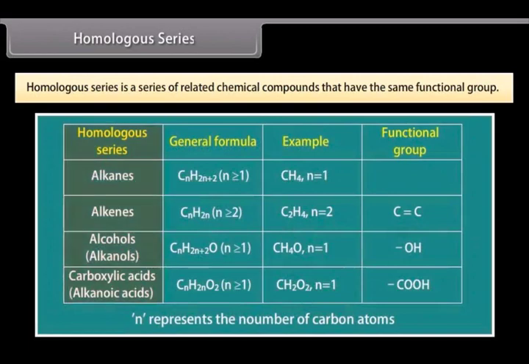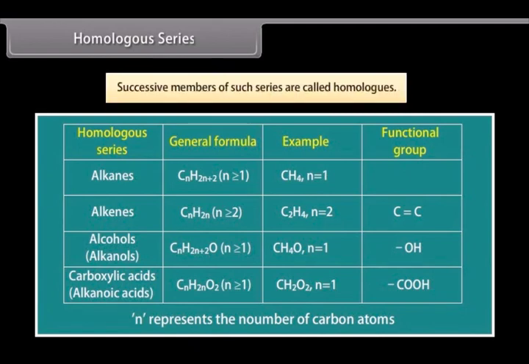Homologous series. A homologous series is a series of related chemical compounds that have the same functional group. These differ in formula by a fixed group of atoms. The successive members of such a series are called homologous.